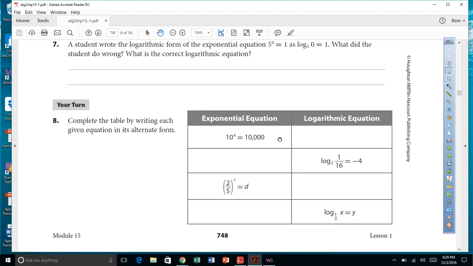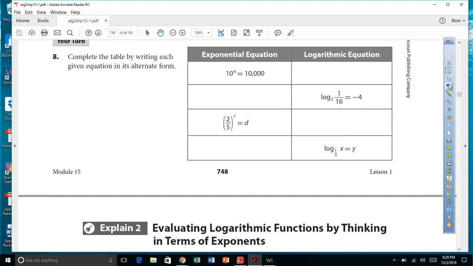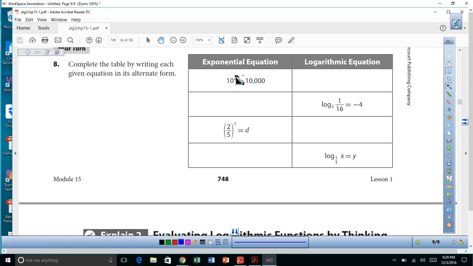Our turn. Now we get to do one ourselves. So here we have 10 to the 4th power equals 10,000. So we're going to have log base 10, and now we're going to switch the output and the input. So we'll put 10,000 equals 4. Again, we're going to have log base 2. So our base is going to be 2, but instead of 1/16, we're going to have negative 4, and that will equal 1/16.